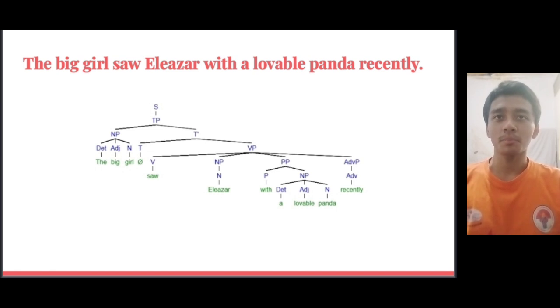Preposition is with, introduces the noun phrase. The noun phrase, a lovable panda, the object of the preposition with. The determiner, a, specifies the noun panda. Adjective, lovable, modifies the noun panda. The noun panda, the head noun of this noun phrase. Adverbial phrase, recently, modifies the verb saw, indicating time. The adverb is recently, an adverb of time.